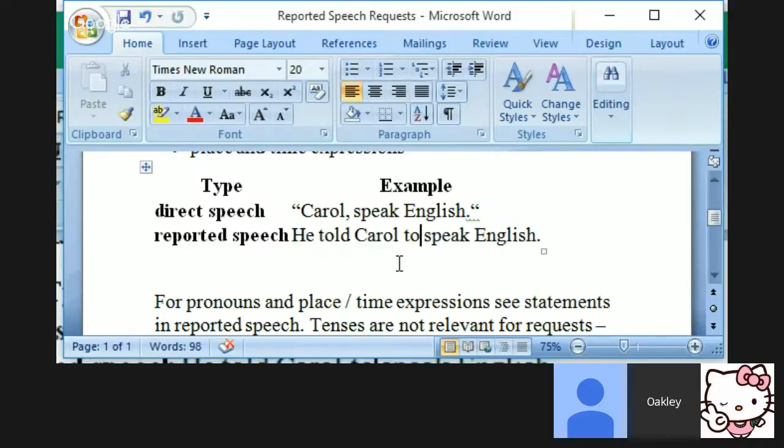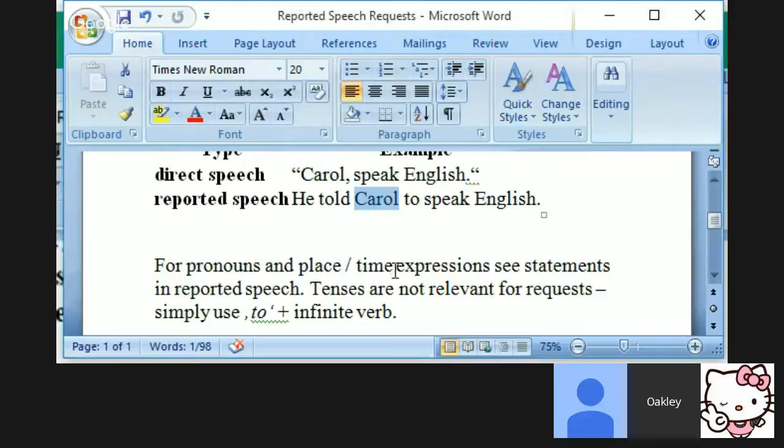Notice the inclusion of "to" here. Obviously, I'm adding the pronoun he. It's possible that I might change Carol if it's already known. I can if I want to. If I know the speaker knows it's Carol, I can say he told her to speak English. So that pronoun may also change.